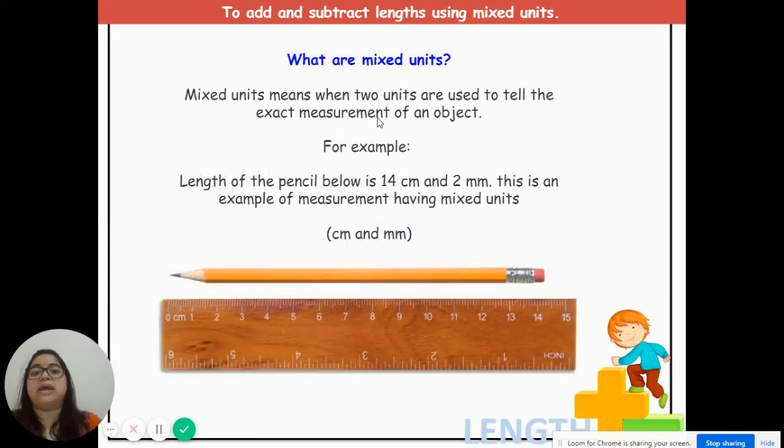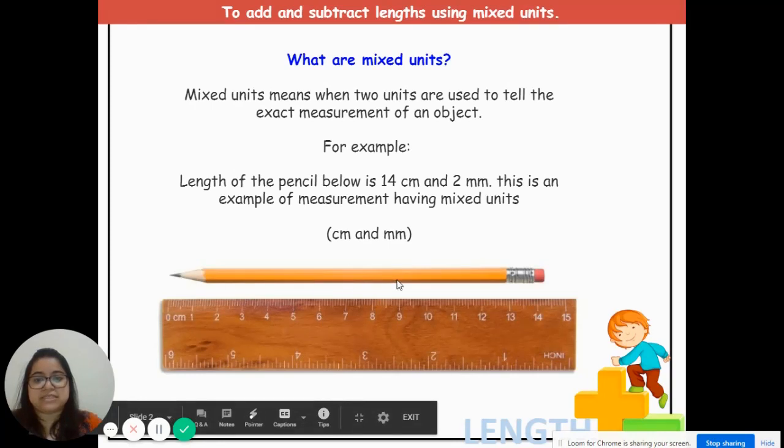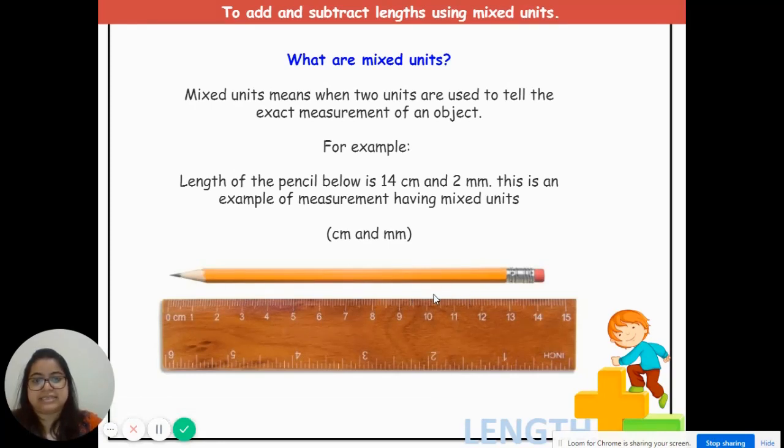Mixed units are when two units are used to tell the exact measurement of an object. For example, if you see this pencil over here, it is 14 centimeters and 2 millimeters in length. I have used two units over here, centimeters and millimeters, to tell the exact length of this object. So it means I have used mixed units.